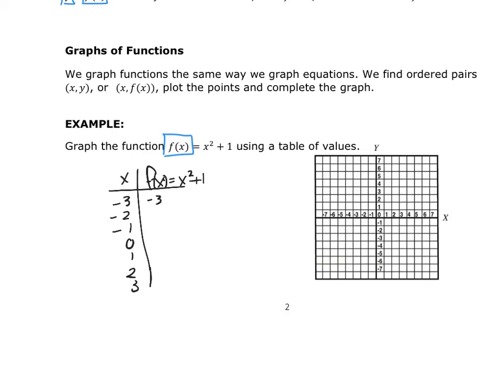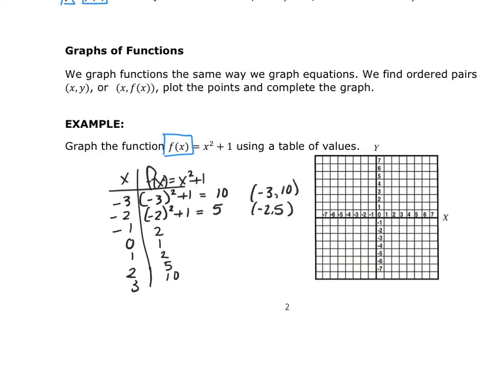So I put in -3 into the function, so -3 squared plus 1. And that's going to give me 9 plus 1, which is 10. So the ordered pair is -3, 10. I'm going to put in -2 into my function. So I put in -2, I get 4 plus 1, which is 5. So my next ordered pair is -2, 5. I would put in -1. -1 squared plus 1 is 2. And then 0, I get 1. 1, I get 2. 2, I get 5. And 3, I get 10.